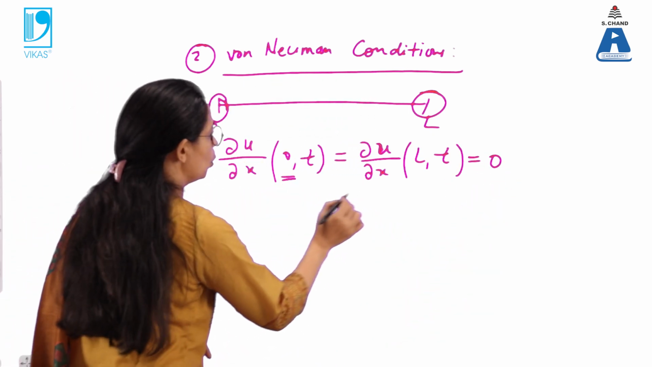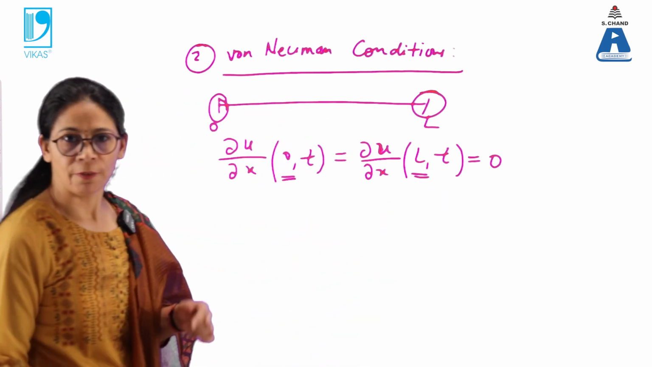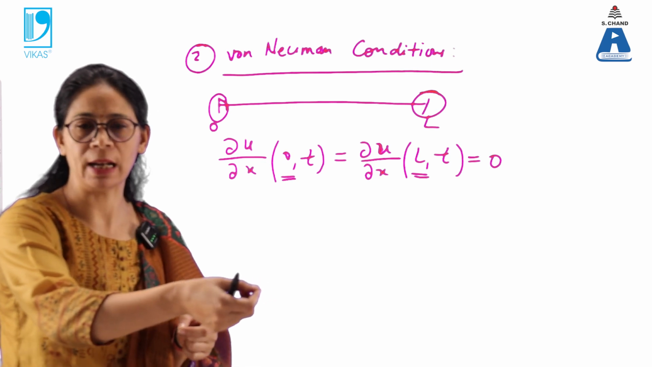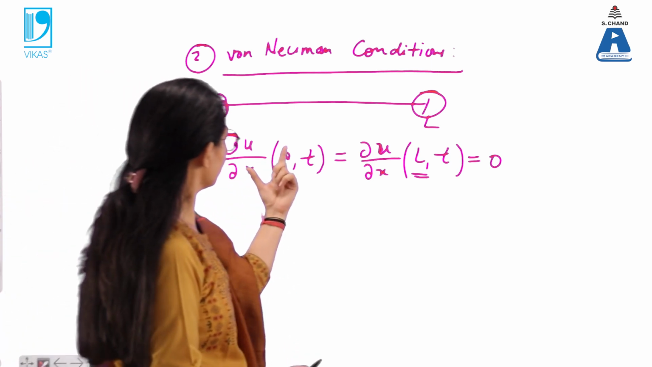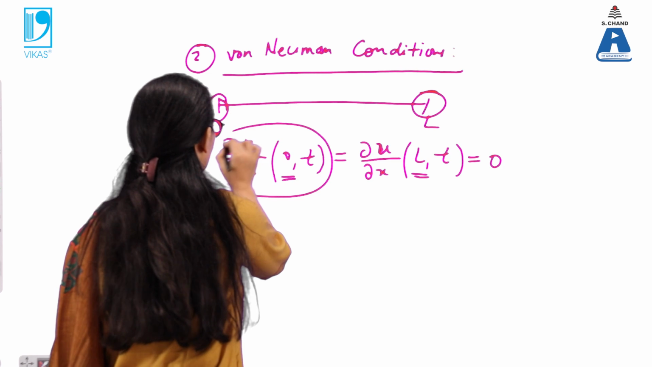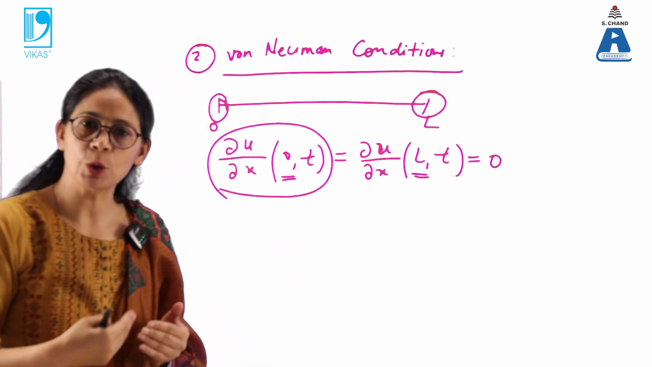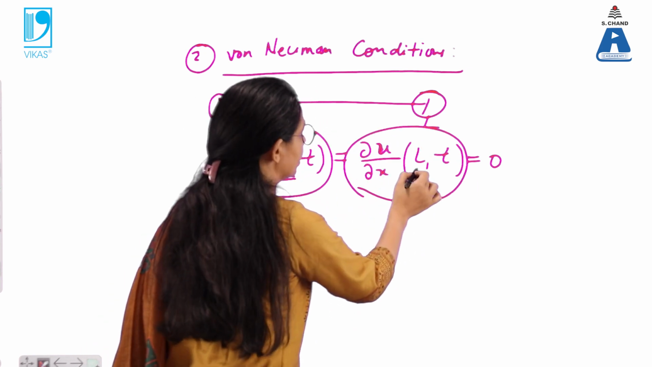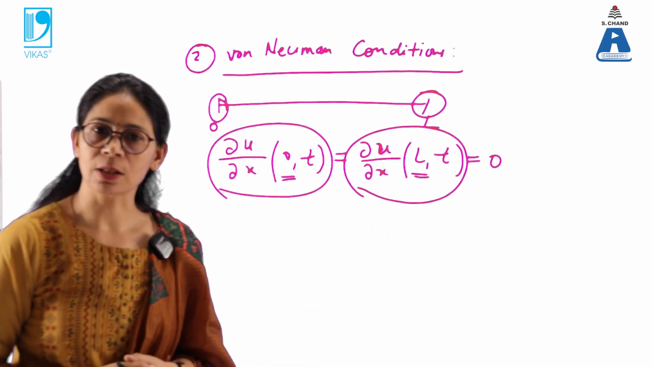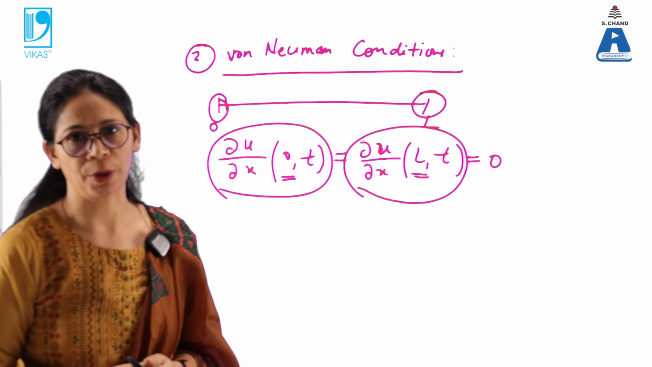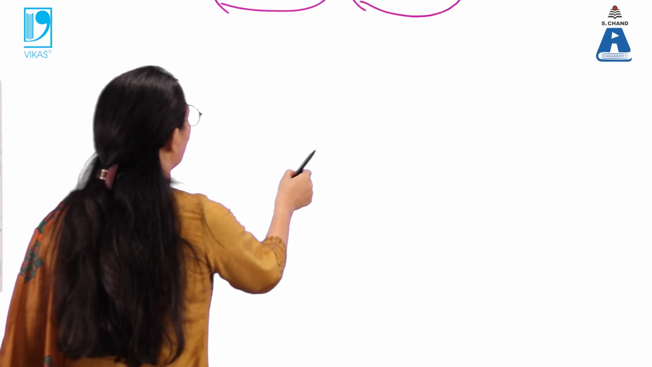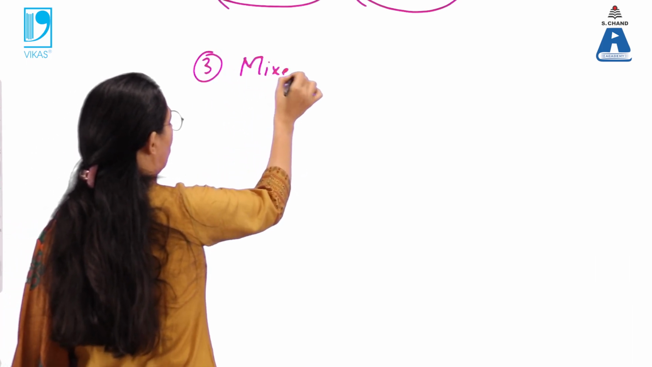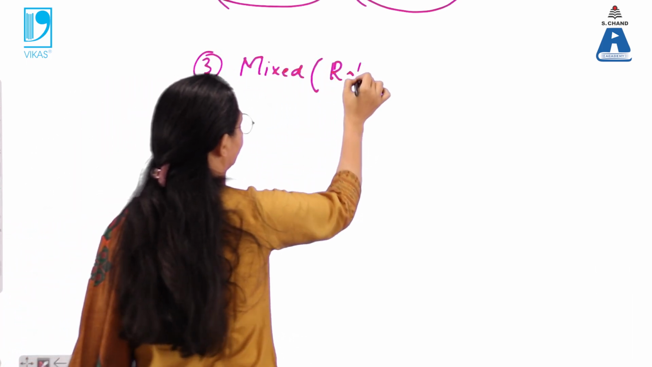There are two ends for x, x equal to 0 at the first end and x equal to L at the second end. If the value of the derivative of u with respect to x only is given at these ends, it cannot be with respect to t, then it is called the von Neumann type of boundary condition. Then we will see when we call it a mixed type condition or Robin's type of condition.